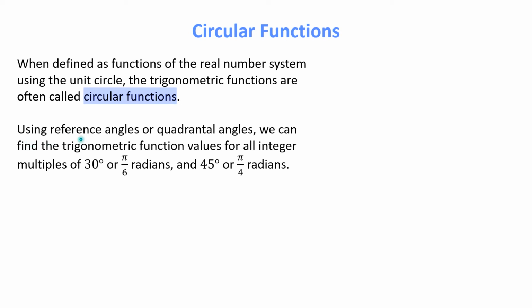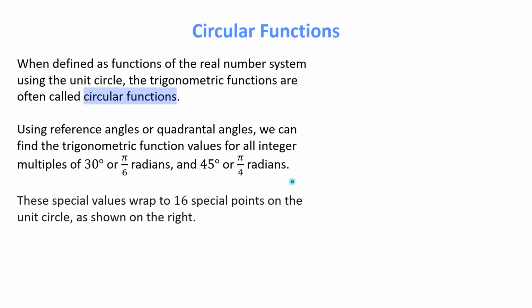So using reference angles or quadrantal angles, which we've already covered in the previous lesson, we can find the trigonometric function values for all integer multiples of 30 degrees, or pi by 6 radians, and 45 degrees, or pi by 4 radians. Again, we have covered this. Now these special values wrap to 16 special points on the unit circle as shown on the right.